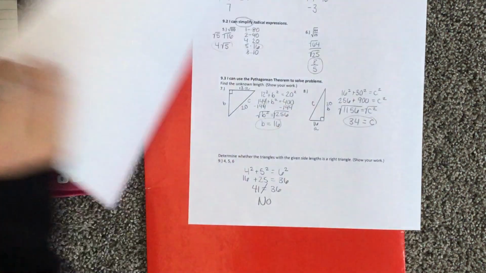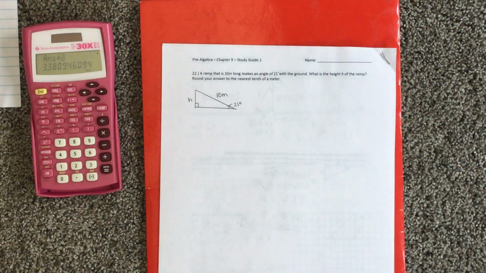Okay, now when you take your test tomorrow, we have one more, I'm sorry. A ramp that is 10 meters long makes an angle of 21 degrees with the ground. What is the height h of the ramp? Round your answer to the nearest tenth.